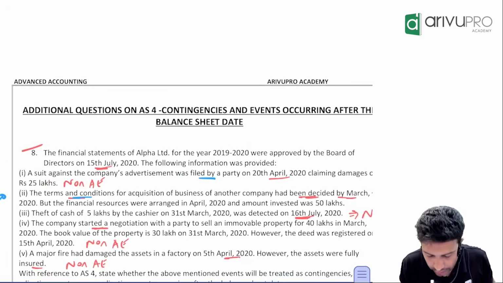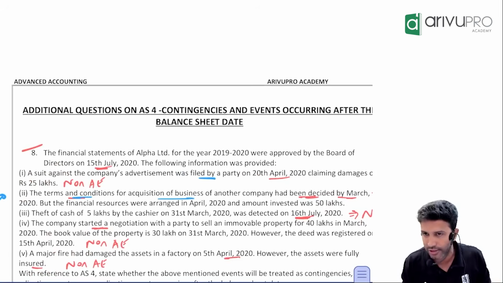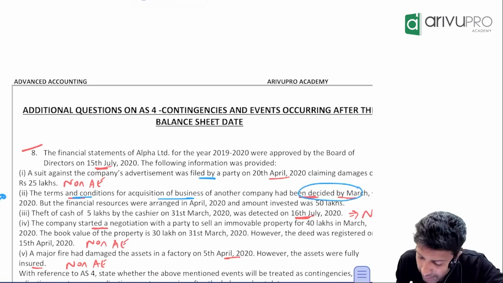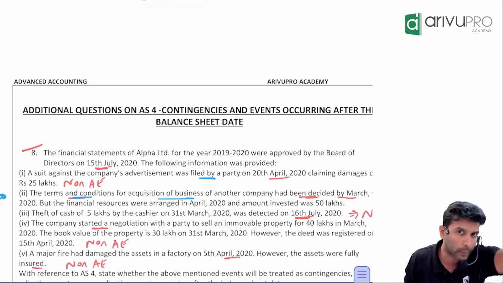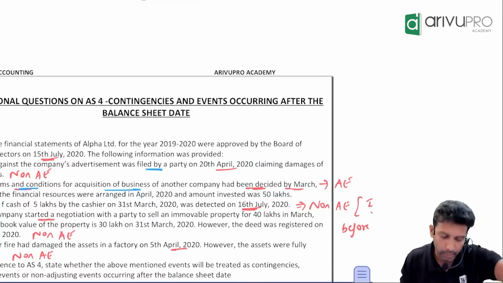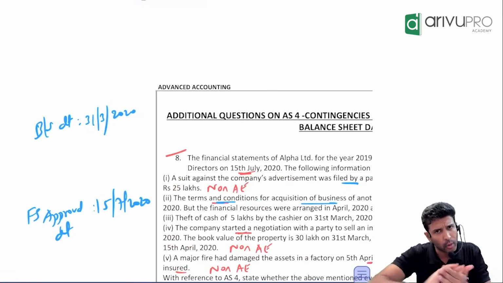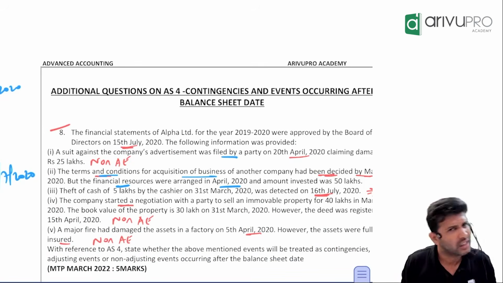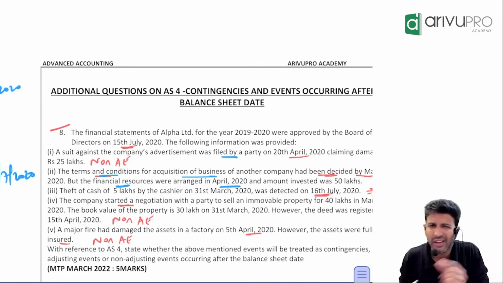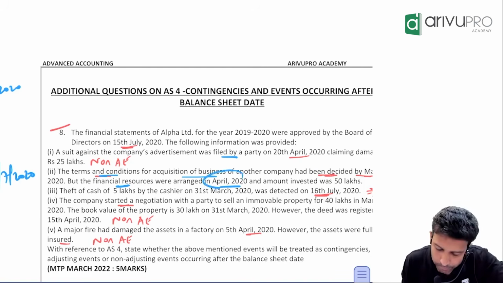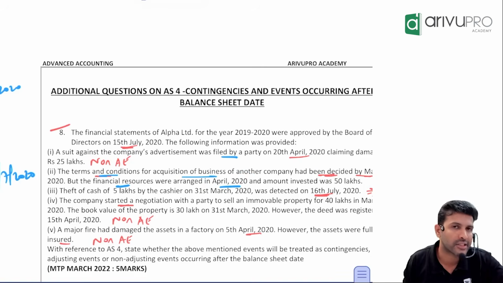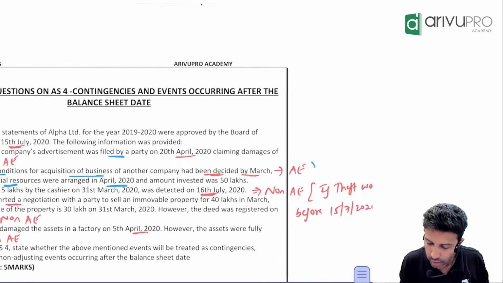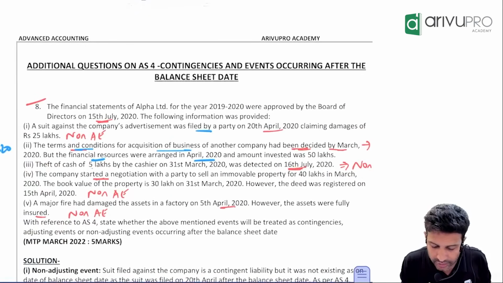Next, look at this. The terms and conditions of acquisition of a business. You want to buy someone's business. The terms and conditions of the business purchase have been decided by March, not negotiation, not proposal. It has been decided by March. March comes in the current year only, no? So in the current year you have already decided. But financial resources were arranged in April. Everything got finalized in March only. Some money drama was there, that we arranged when? April. So what do we have to do? Adjusting or non-adjusting: is it the negotiation stage, proposal stage, or finalization stage? So it becomes what now? Adjusting event.